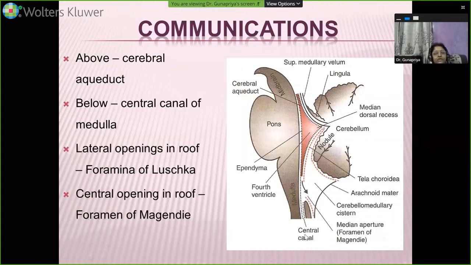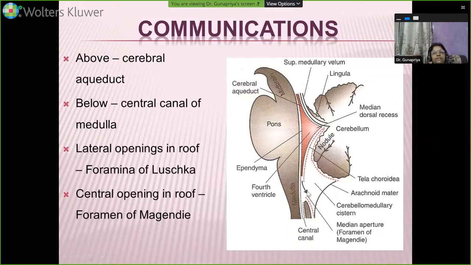You'll be seeing in the pictures which are coming up. There is a central opening. Centrally, there is an opening in the roof known as foramen of Magendie. So you have three openings, totally five communications. One above with the cerebral aqueduct of midbrain, one below with the central canal of medulla. In the roof, you have two lateral openings, one median opening.